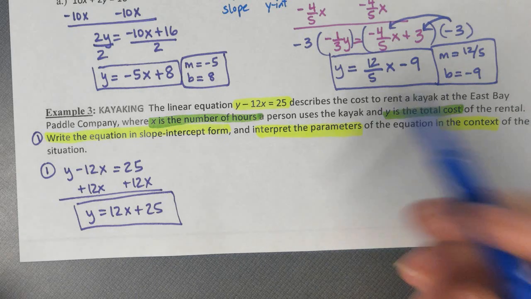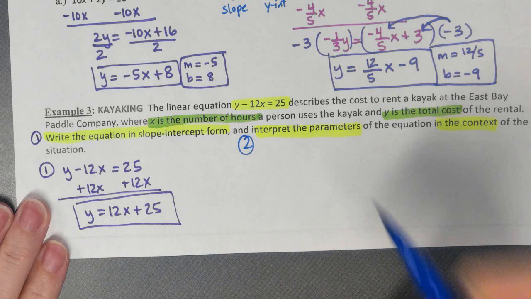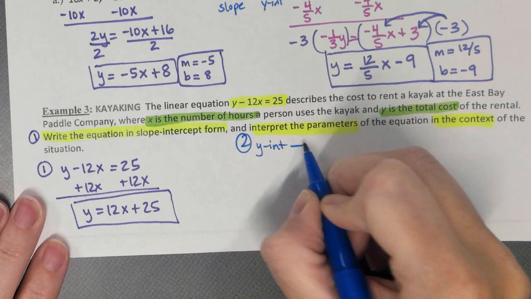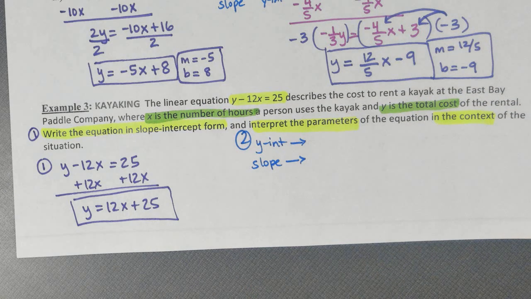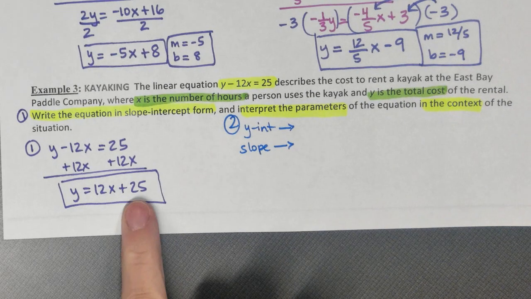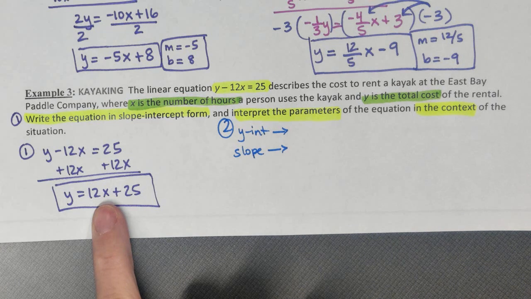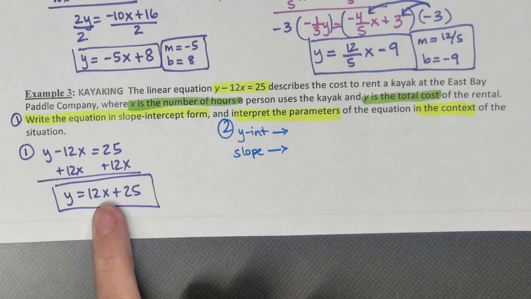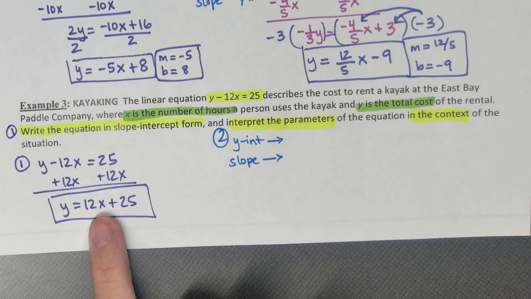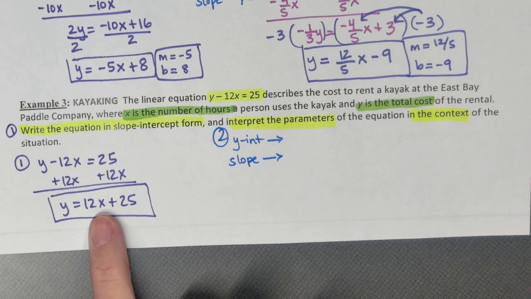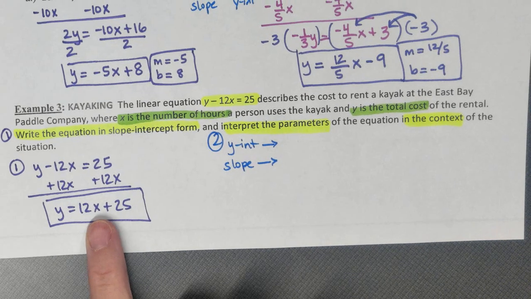Okay, step 2 is going to be to interpret the parameters. So in your equation, you have a y-intercept and you have a slope. Basically what we need to do is think about what those represent in the equation. Remember that a y-intercept occurs when your x value is what? 0. Do you guys remember what that meant? We talked about that in chapter 1. The y-intercept is the what?